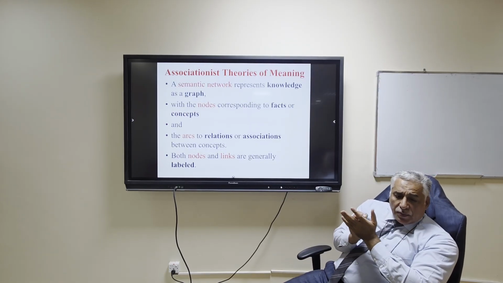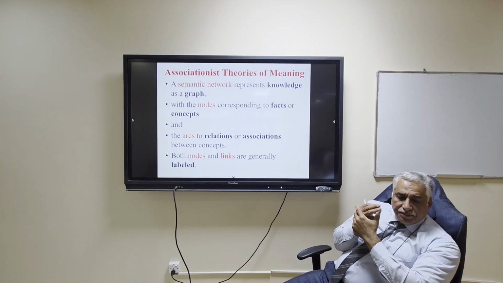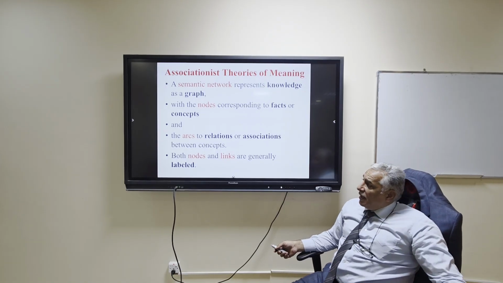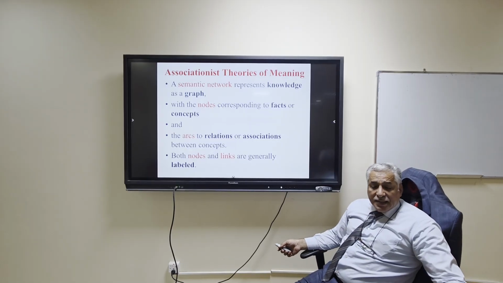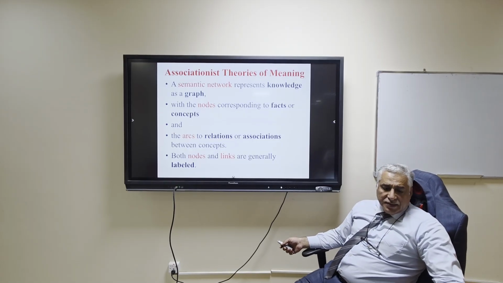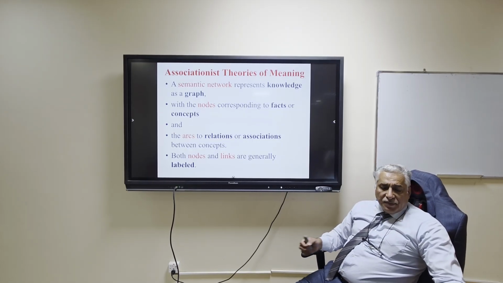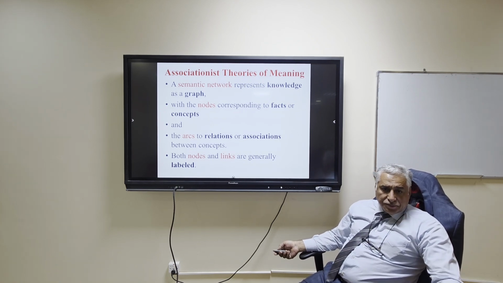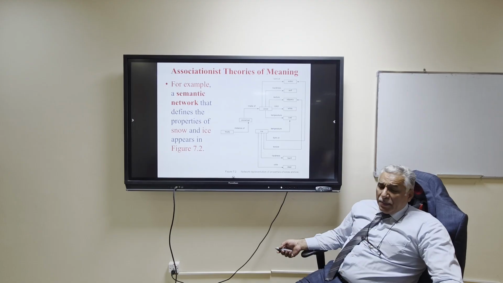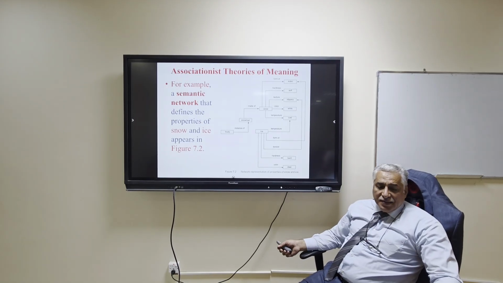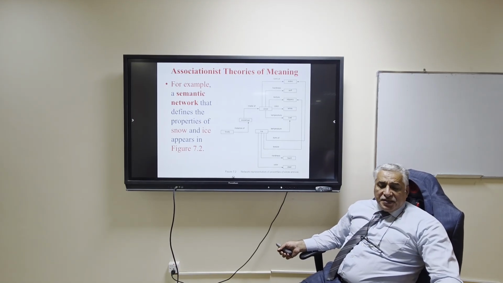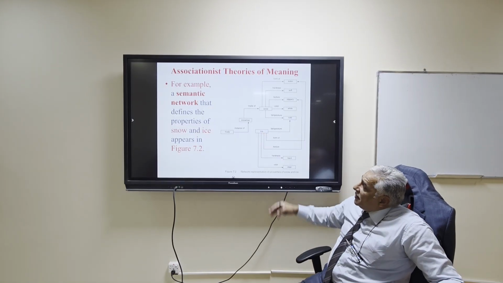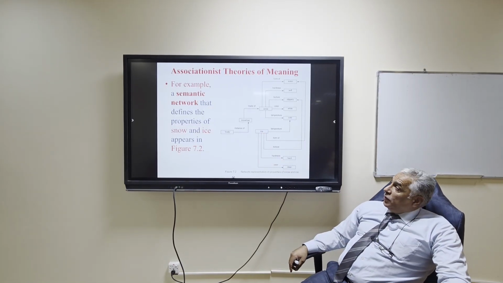Now, a semantic network represents knowledge as a graph, with the nodes corresponding to facts or concepts, and the arcs representing relations or associations between concepts. Both nodes and links are generally labeled. For example, the semantic network that defines the properties of snow and ice appears in figure 7.2.